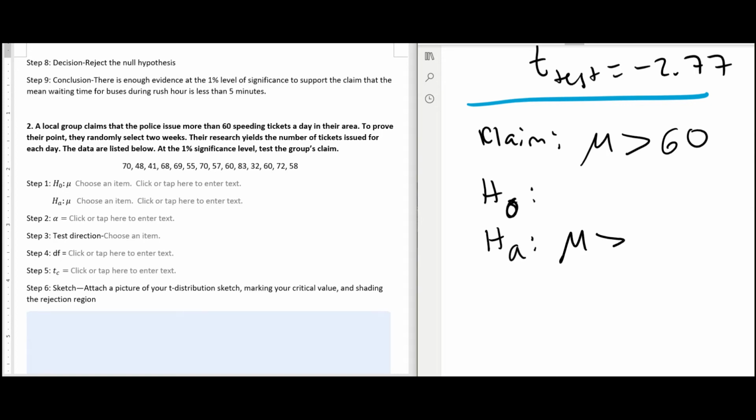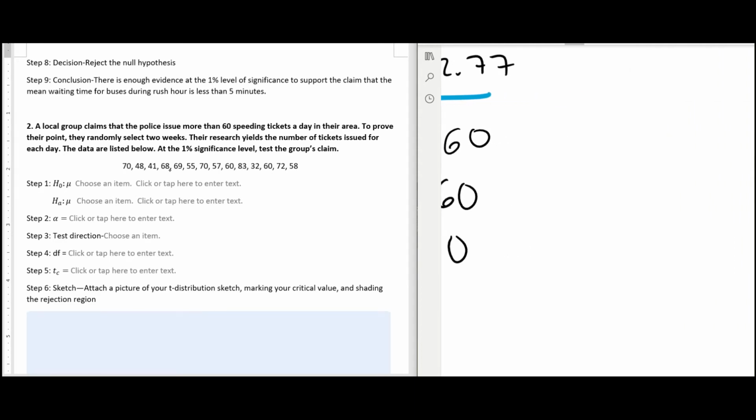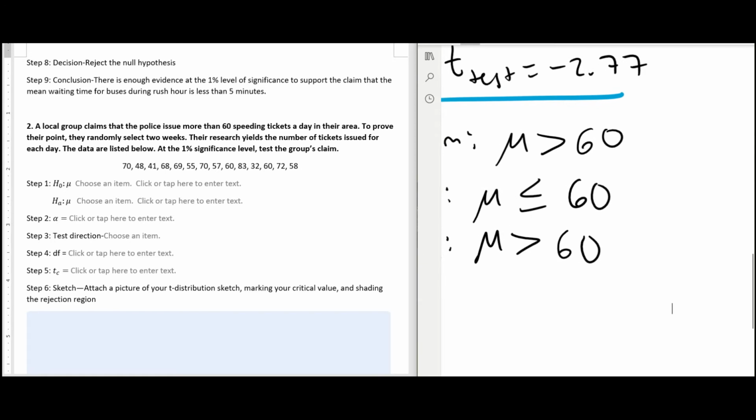So that means that belongs here. And then you're going to flip it and do the opposite. All right. And so that's going to be our hypothesis statements. Now, because this is pointing to the right, that means if this is pointing to the right, it's going to be a right-tailed test. Okay, so it's going to be a right-tailed test.